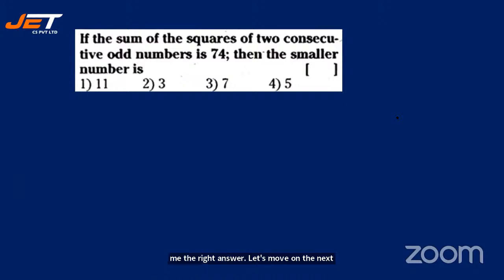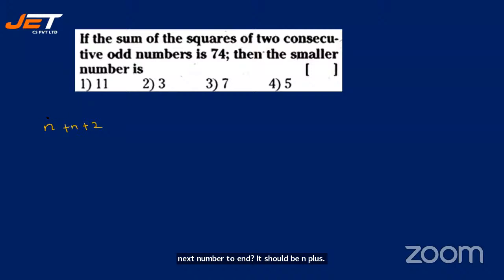If the sum of the squares of two consecutive odd numbers is 74, all right, then the smaller number is dash. All right. So solve it and give me the answers. So let me also just solve it for you. So we are assuming the number to be n. Let one number be n. So what would be the next number to n? It should be n plus 2, isn't it?